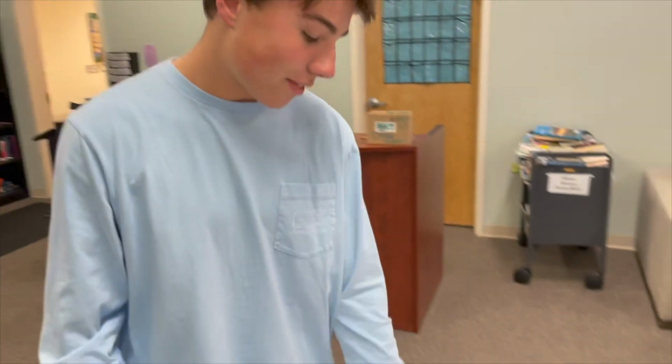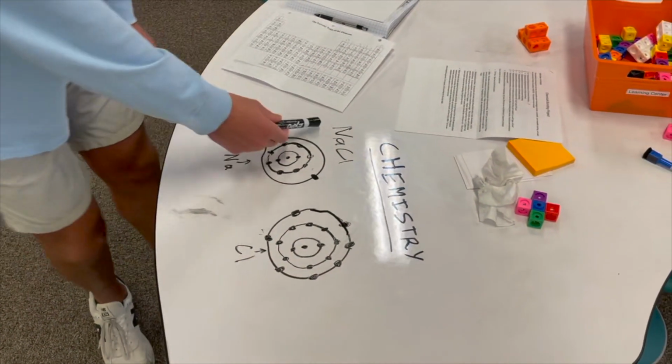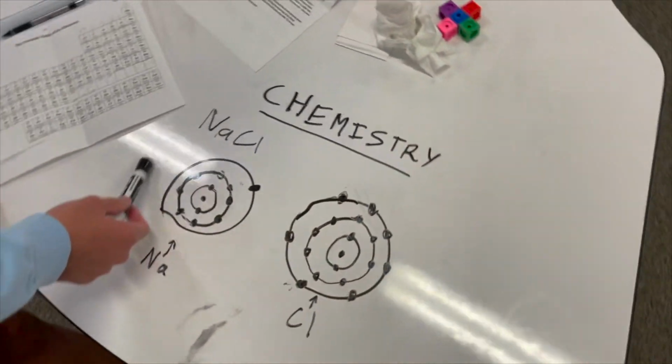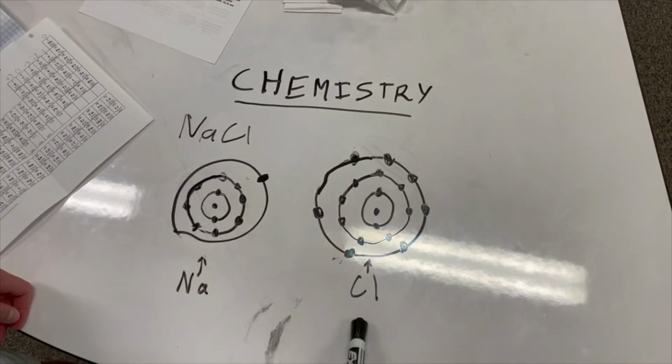There are 3 types of bonds: ionic, covalent, and metallic. First, we're going to talk about ionic bonds, which is between a metal and a non-metal. Alright, here we have an ionic compound called sodium chloride, otherwise known as table salt. It's made up of sodium and chlorine.